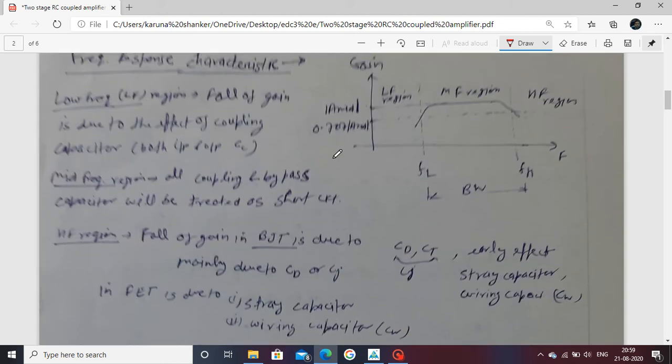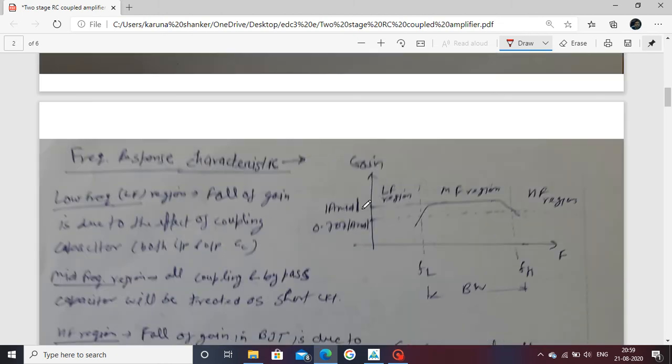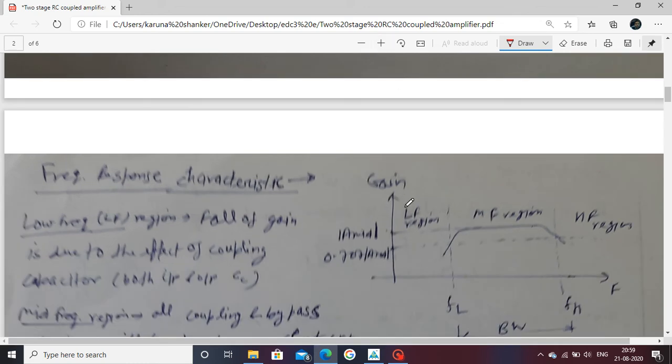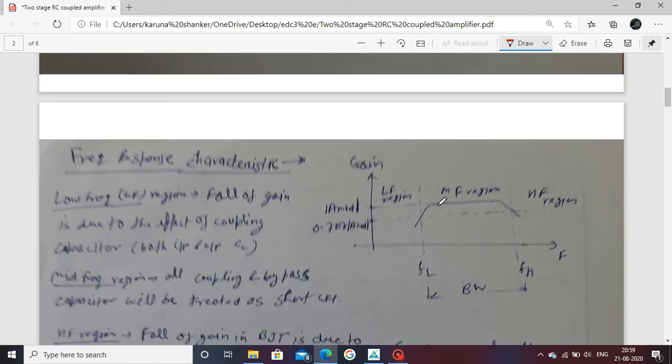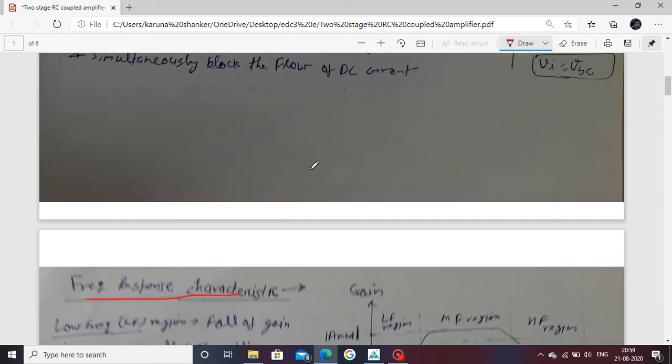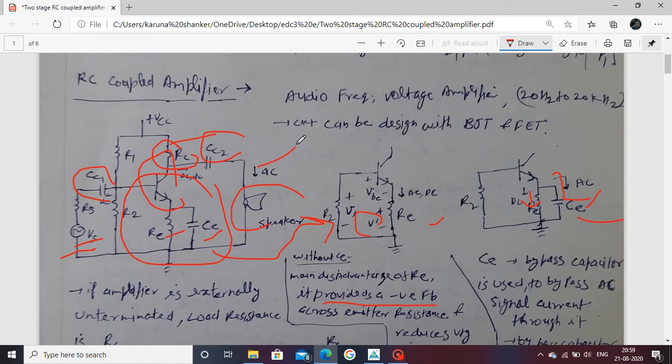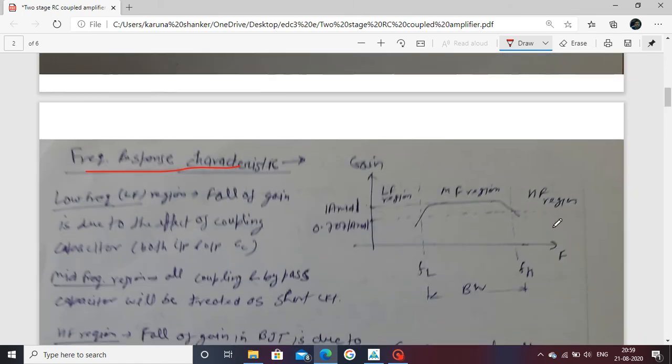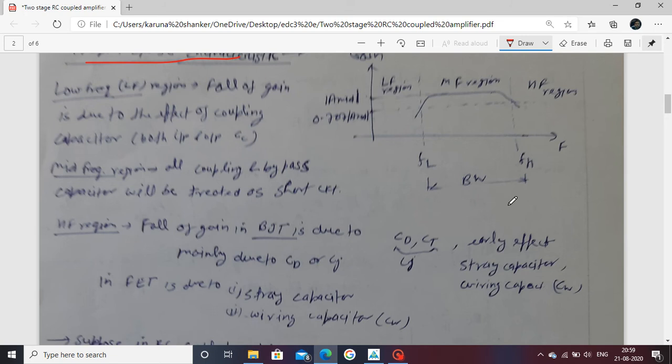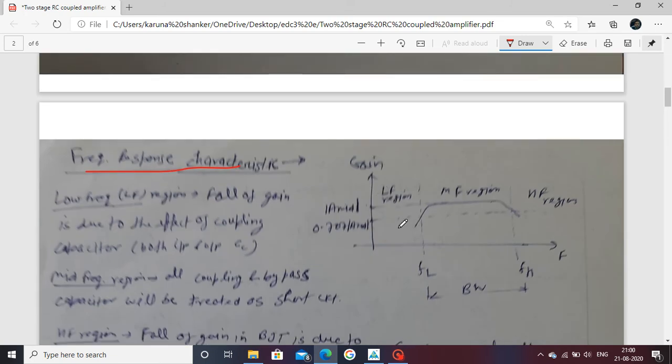Next, we move to the frequency response of the single-stage RC coupled amplifier. Here the visibility is not clear, but I will explain in this figure. Your topic is the frequency response characteristic of the single-stage transistor amplifier. For this circuit, the frequency response is plotted like this. The frequency response plot is frequency versus gain. The Y axis is your gain and the X axis is your frequency.